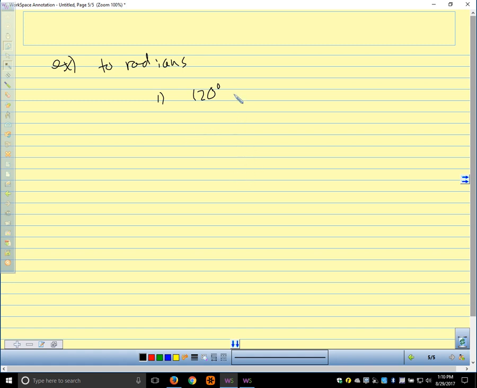So I'm going to do my conversion. I'm going to multiply by pi over 180, and I visualize these degrees canceling out. There's my conversion. And then I reduce 120 over 180. So what does 120 over 180 reduce to? 120 over 180 is 2/3. So we get 2 pi over 3. And we would just write 2 pi over 3. Usually you leave the radians off because there aren't any units there.